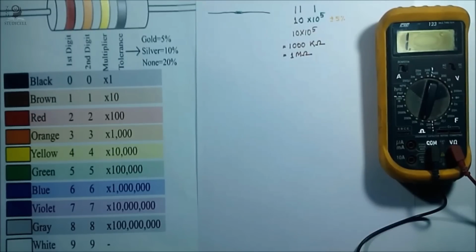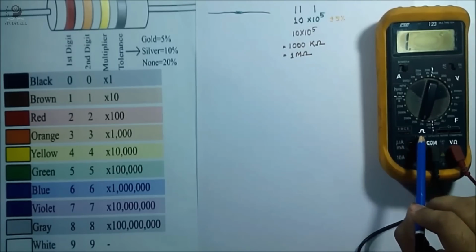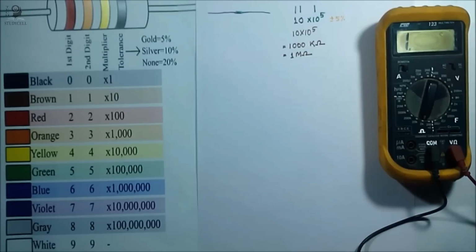Now we will measure the resistance with the digital multimeter. To measure the resistance, the red lead of the multimeter should be connected in the voltage and ohm port, and the black lead should be connected in the common terminal. Then we have to select the ohm or omega setting in the multimeter. In this multimeter, several ranges are given for measuring the resistance, like 200 ohm, 2k, 20k, up to 200 mega ohm. So I have to select the range according to the resistance value of the resistor.